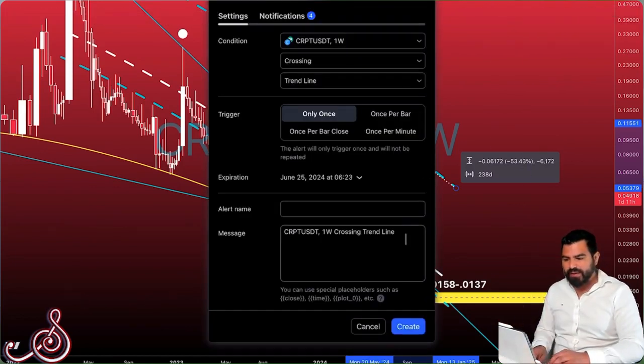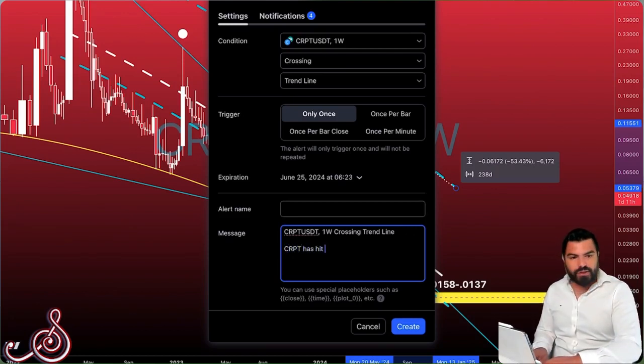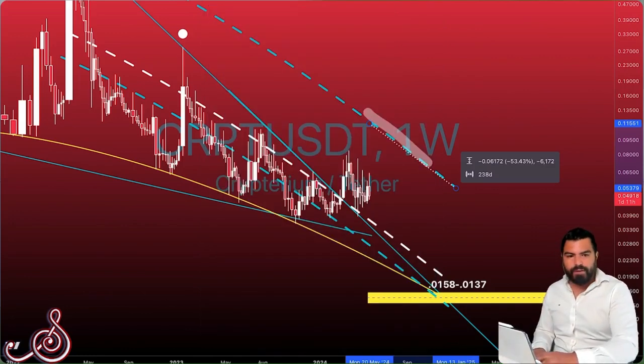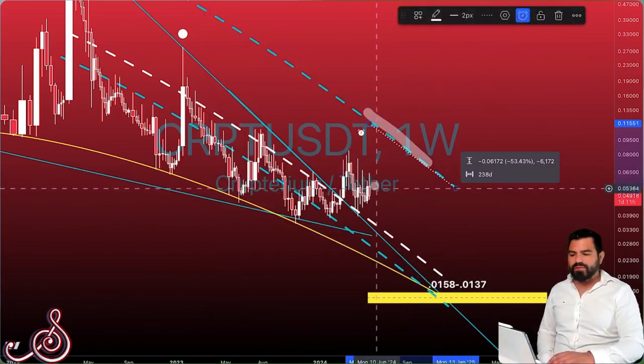hitting the alarm clock button, and I'm going to say CRPT has hit resistance. Consider taking profit. Okay. You may want to consider taking profit once we hit that area.